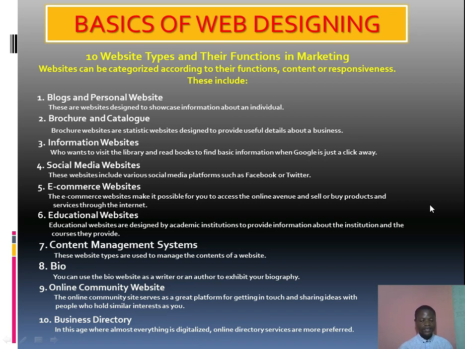Let me jump to the ninth one. The ninth one is online community website. What do I mean by that? The online community website serves as a great platform for getting in touch and sharing ideas with people who hold similar interests as you. So someone from UK, someone from Canada, someone from India, someone from Pakistan, someone from Nigeria, we can decide to come together and meet on Zoom. That's a community website. So the 10th one is business directory website.